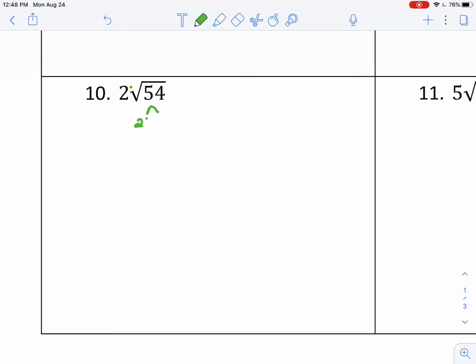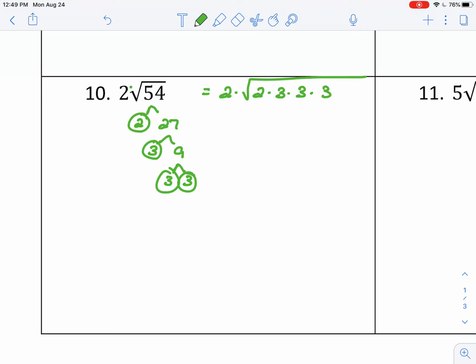I'm going to break up 54. It's an even number, so I'm going to take 2 out. If in my calculator I do 54 divided by 2, that leaves me with 27. Not an even number, but I know 3 divides into 27. 3 times 9. So I circled the 3 because it's prime. I'm going to break apart the 9 because it's not prime. So I'm going to rewrite my original problem. I'm going to rewrite 2 times, because that's how I started. I'm going to rewrite the square root, but 54 doesn't exist in this problem anymore. We've broken that apart into 2 times 3 times 3 times 3.